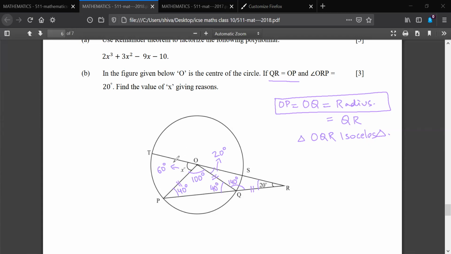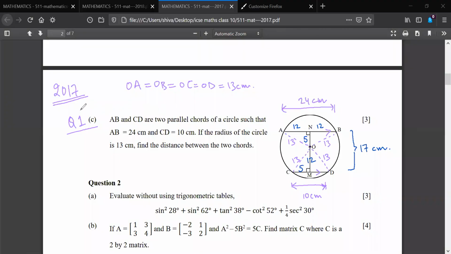Okay. So the next question is from 2017, question number 1C. AB and CD are two parallel chords. So this chord AB is parallel to CD. AB is 24. So I have two parallel chords. This chord is parallel to this chord.